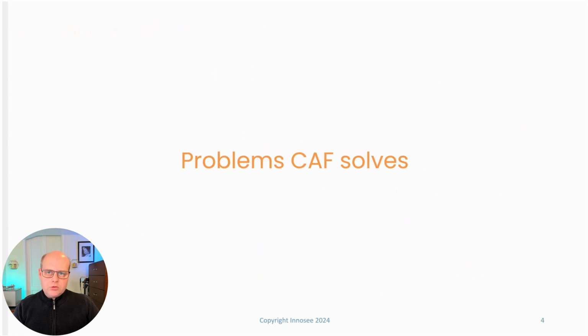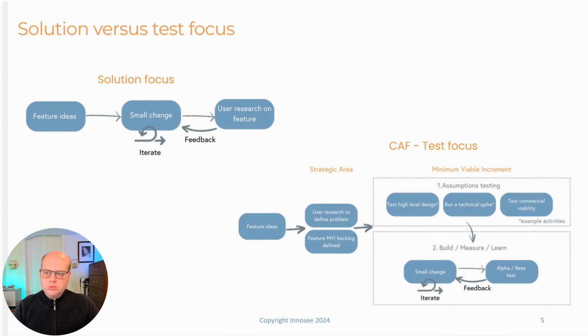Problems that CAF solves. So why should you use this? A lot of frameworks on the market. Why shouldn't I just pick up Scrum? Why shouldn't I just pick up Safe? Isn't Scrum at scale good enough? All of these questions should be answered in the next section.